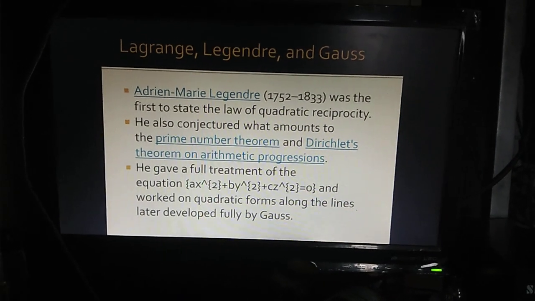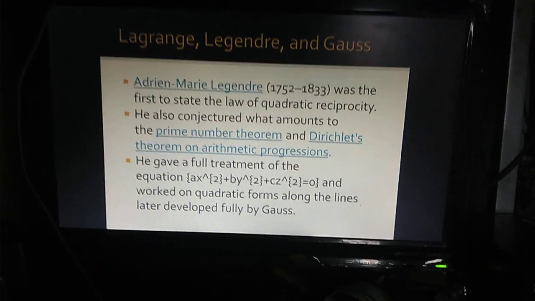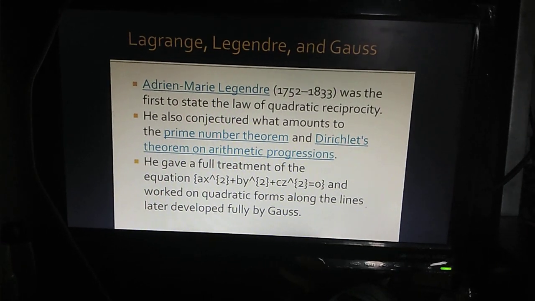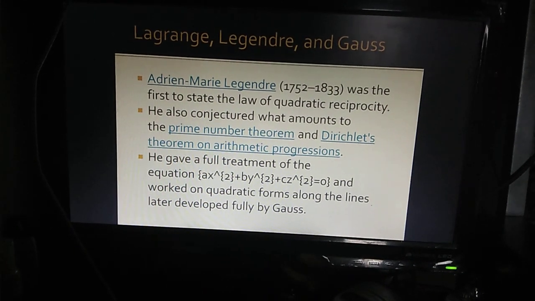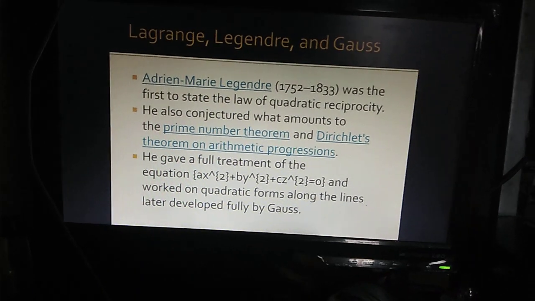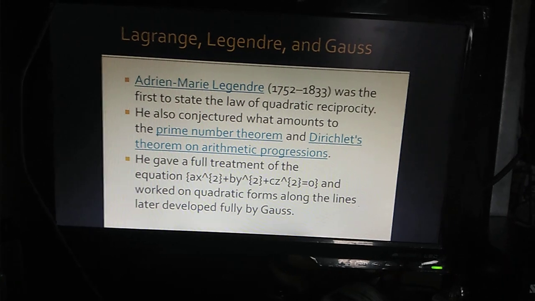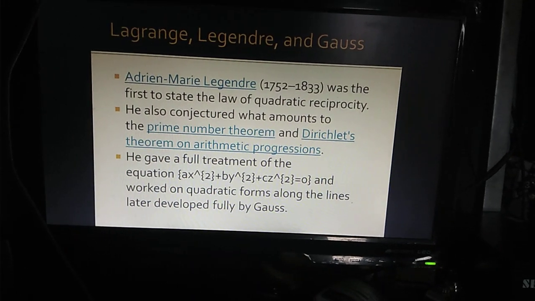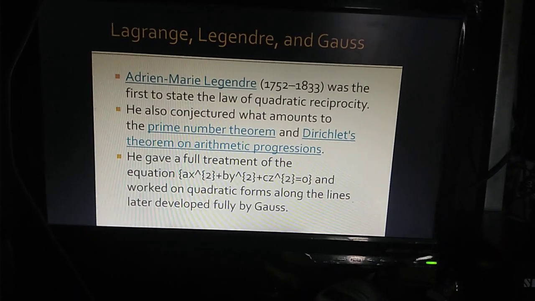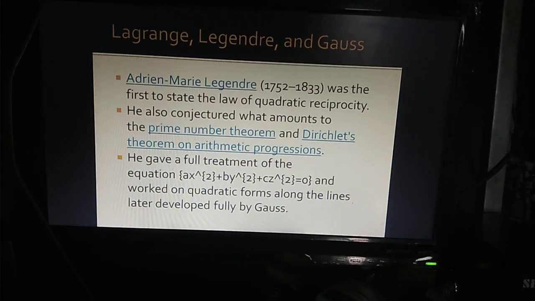Adrien-Marie Legendre was the first to state the law of quadratic reciprocity. He also conjectured what amounts to the prime number theorem and Dirichlet's theorem on arithmetic progressions. He gave a full treatment of the equation ax² + by² + cz² = 0 and worked on quadratic forms along the lines later developed fully by Gauss.